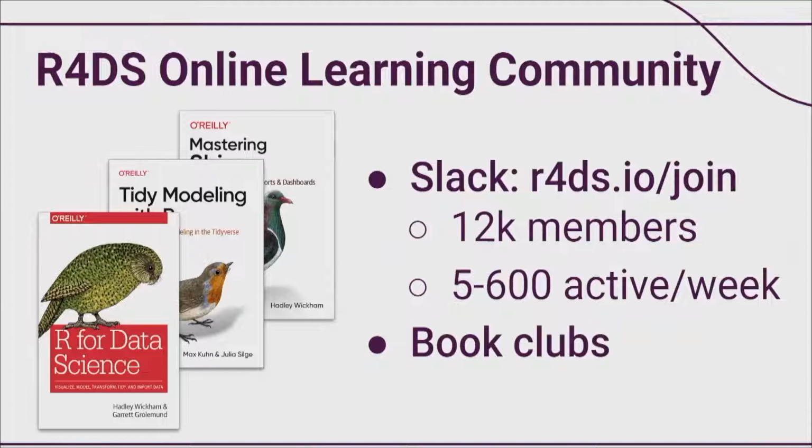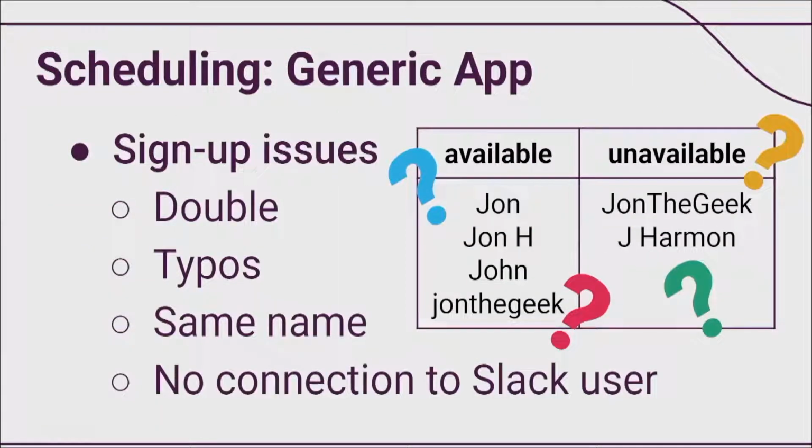Whenever we start a new cohort for one of the book clubs, we need to find a time that works for as many of the people interested in reading the book as we can. We used to use a generic free online app for everyone to sign up. Everyone would type in their name, choose their available times and days, and then set a password in case they wanted to edit their selections.